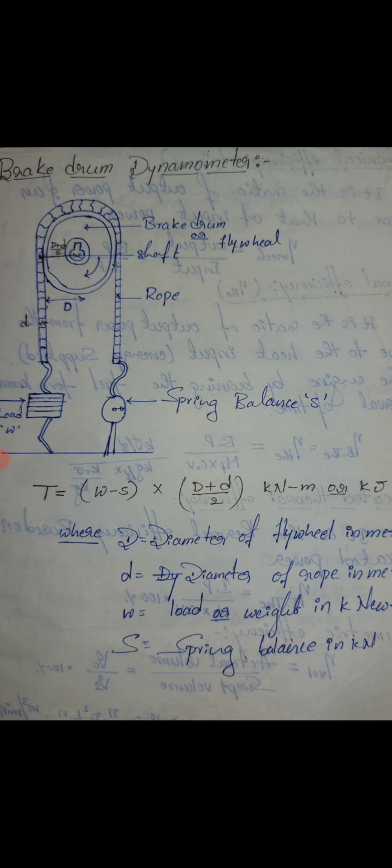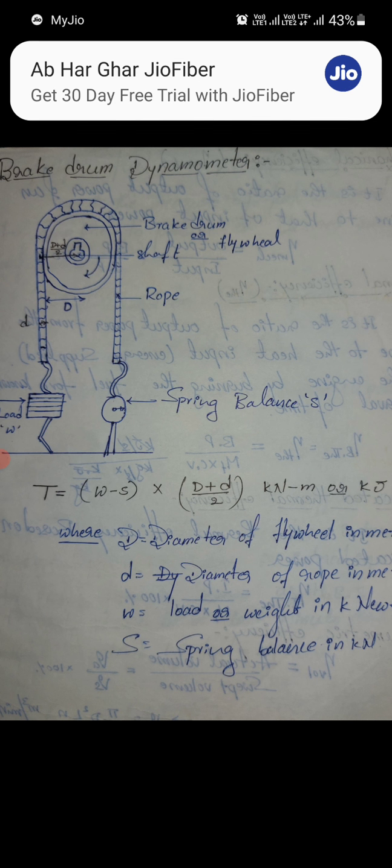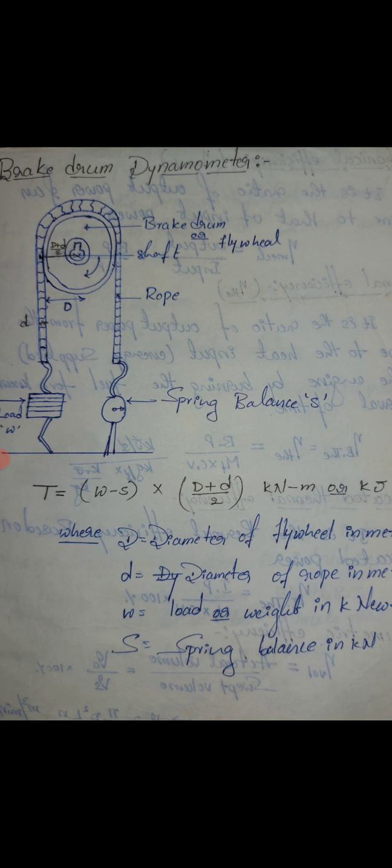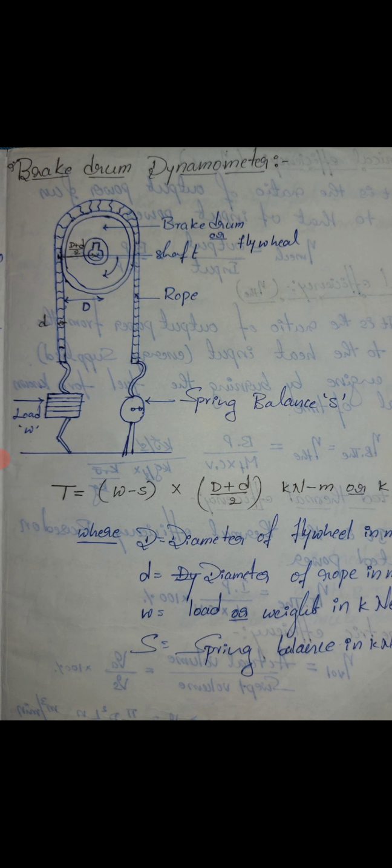Also, for the capital D and small d, that is the brake drum and rope diameters, everything should be in meters. Don't put one in mm, another in centimeters and another in meters. You have to be careful while substituting. If you make a small mistake here, the entire problem will be wrong. So be careful that the units are the same. This is how we calculate the torque.